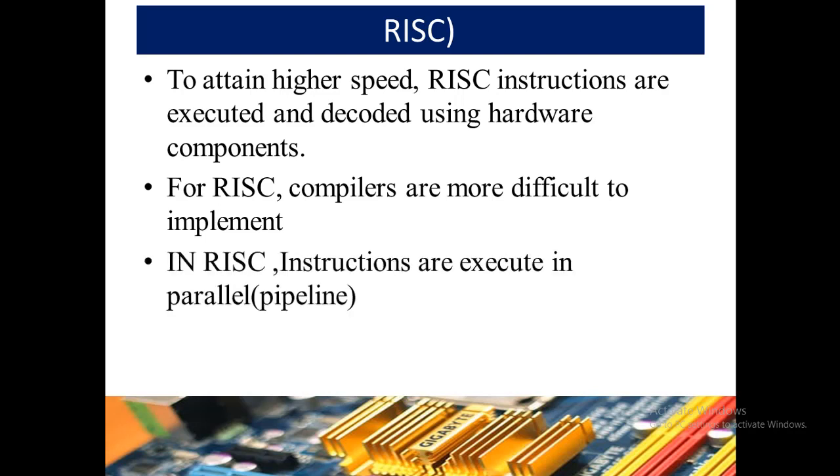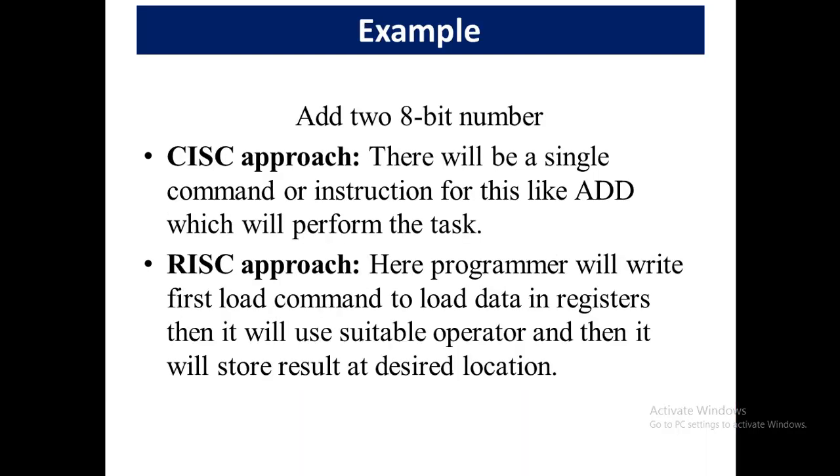In RISC, instructions are executed in parallel in a pipeline way, while on the other hand, in CISC, instructions are executed in a sequential manner, in a sequence. And let's understand the difference of execution in RISC and CISC by an example.